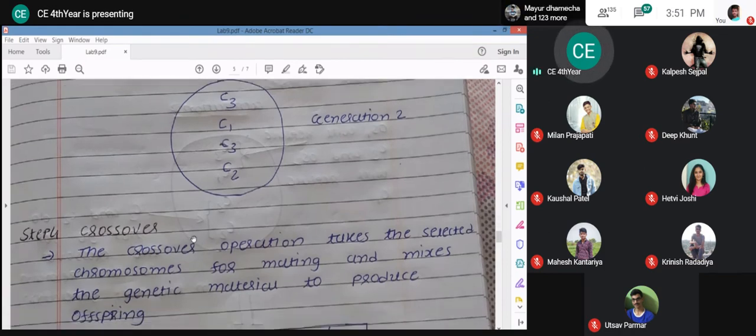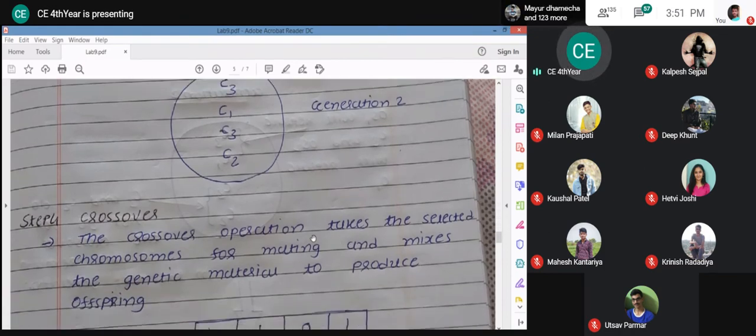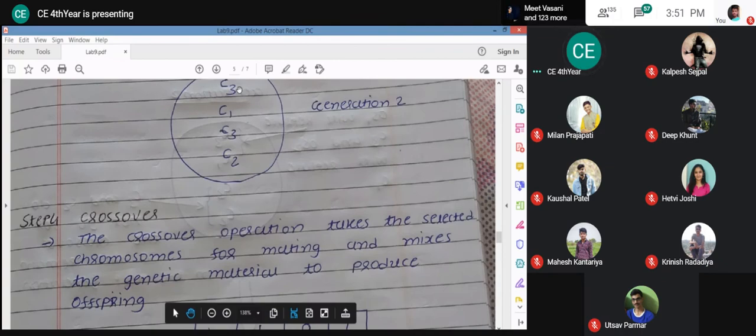Now the next step is crossover. In crossover, what you have to do? The crossover operation takes the selected chromosomes, any pair, and mixes the genetic material to produce the offspring, right?